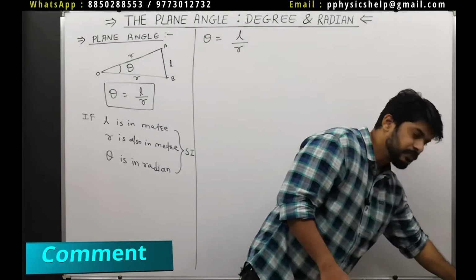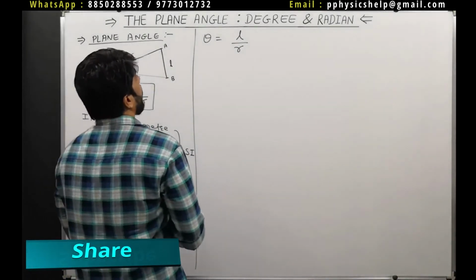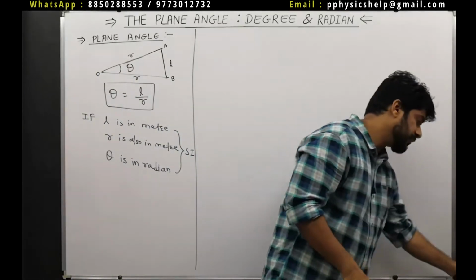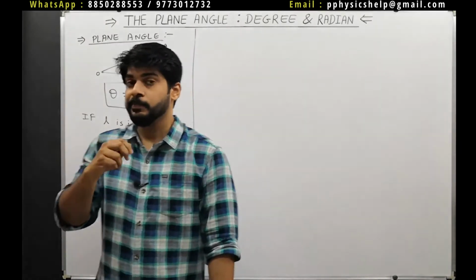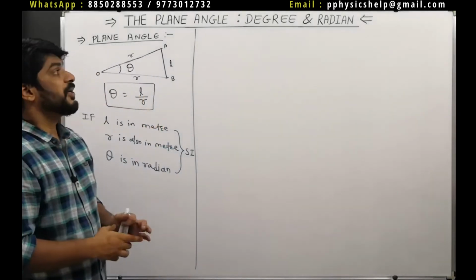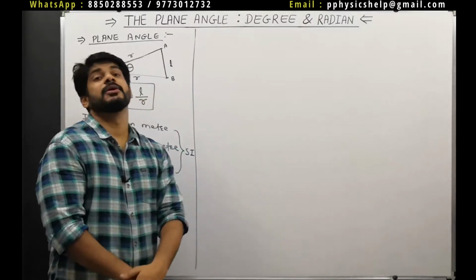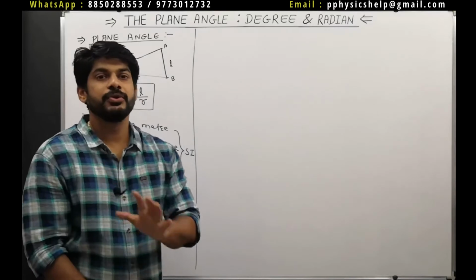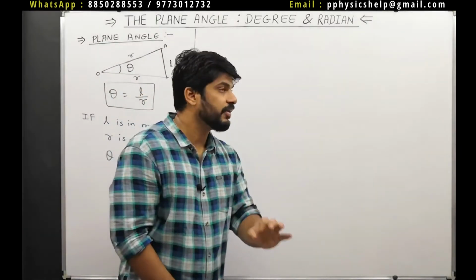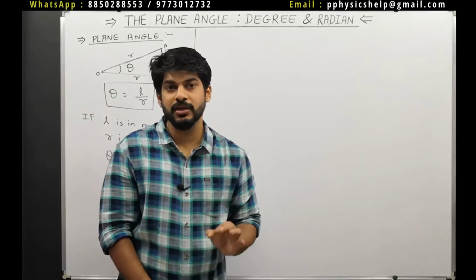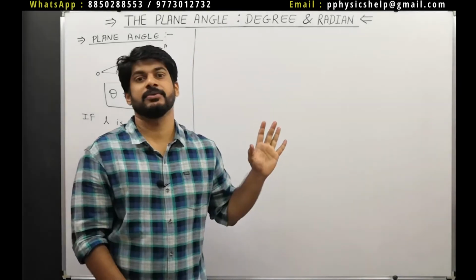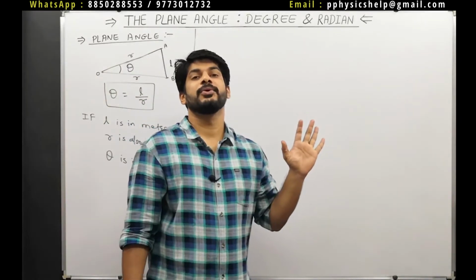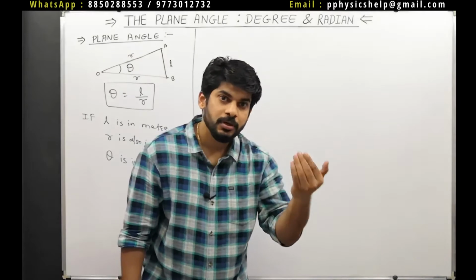Okay, now we will move and we will see what is a degree and how do we actually define a degree. As I said, angles are actually measured in degrees as well as radians, right? Radian is an SI unit, but as we all know, generally we don't measure any angles in radians. We first measure the angles in degrees only. Then we convert it to radians.